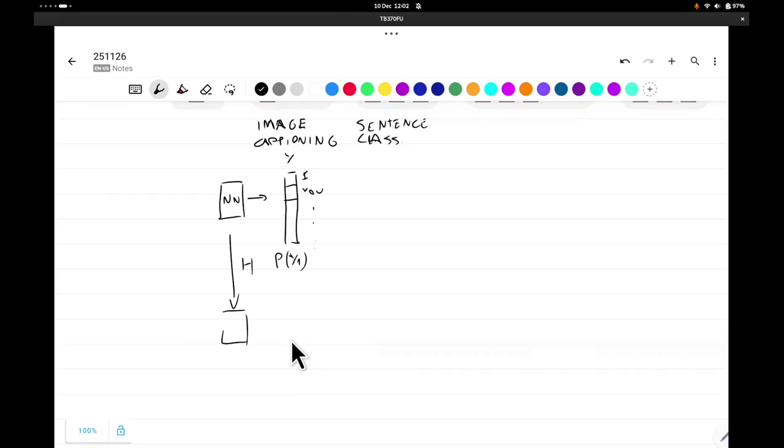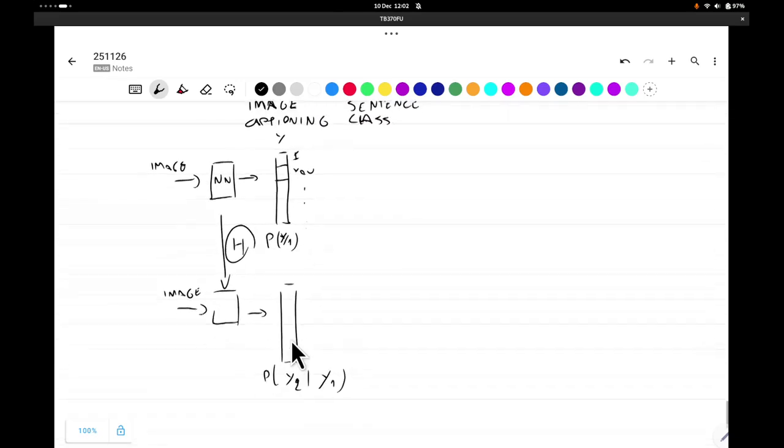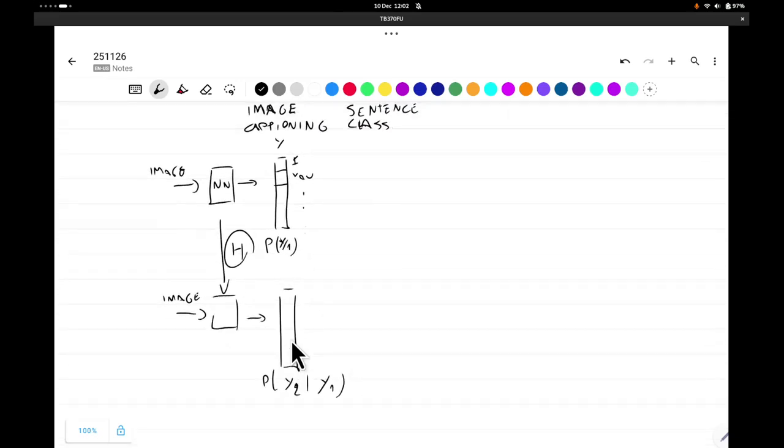Well, we use this H because H knows about the output, right? It's not explicitly the output that goes into the next step, but it's again, so we have the image. If you want still the image or just this H, it doesn't really matter. The important thing is that again I get a probability. But now the probability is y2 given y1, right? So that information is in the H, and so on and so forth.